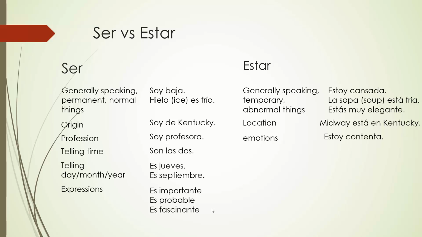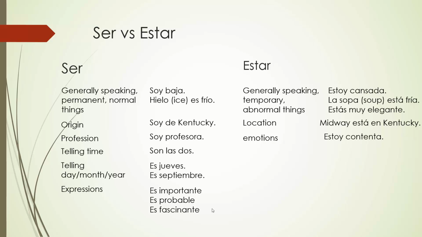Okay, let's go back to ser. Ser is used to describe your origin. You've already learned that. ¿De dónde eres? Where are you from? Soy de Kentucky. I can move to any place in the world, but I'm always going to have been born in Kentucky. So soy de Kentucky. Where I'm from is permanent. Soy de Kentucky. But location, moving back over to estar, location is temporary.